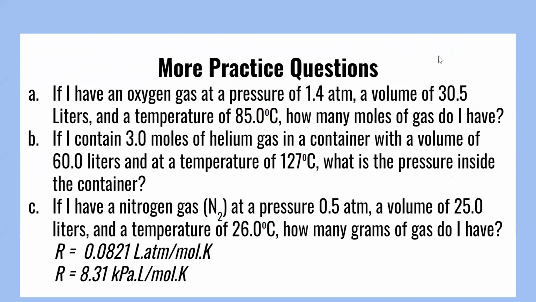Pause the video and try these 3 practice questions. The gas constants are given at the bottom. Try your best to see if you can get them right. Apply what we've been doing so far. There are 3 questions. Read them carefully. The first one says, if I have an oxygen gas at a pressure of 1.4 atmosphere and a volume of 30.5 liters and a temperature of 85.0 degrees Celsius, how many moles of gas do I have?